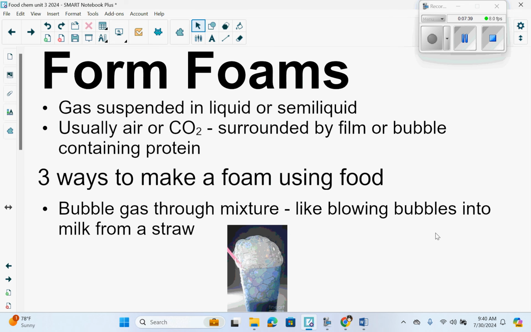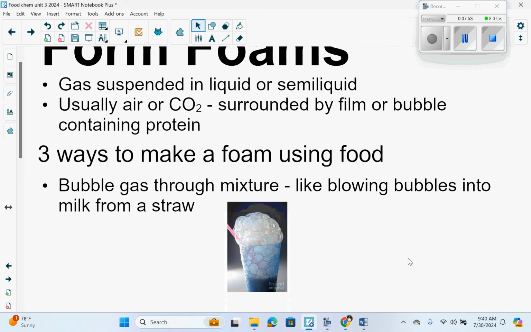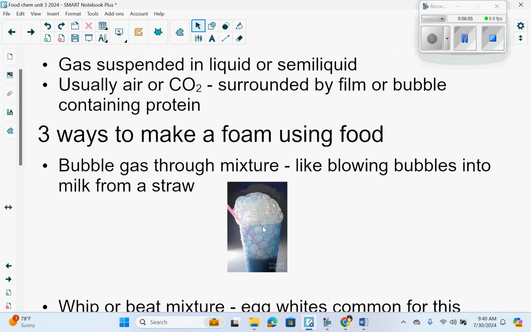They can form foams. This is a gas suspended in a liquid or a semi-liquid. It's usually air or carbon dioxide. It's surrounded by film or a bubble containing the protein. There are 3 ways to make a foam using food. You can bubble gas through a mixture. This is really just like manual labor here. This is like blowing bubbles into milk from a straw. A lot of kids tend to do this, but you just created a foam.